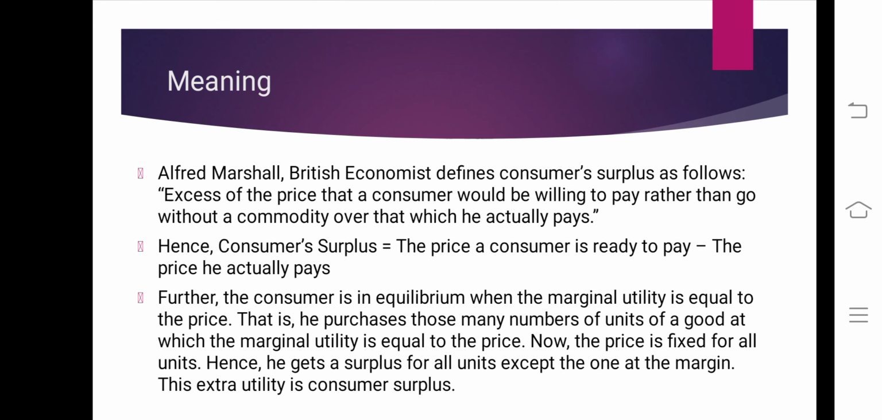That is, he purchases those numbers of units of a good at which the marginal utility is equal to the price. Now the price is fixed for all the units, hence he gets surplus for all the units except the one at the margin. This extra utility is nothing but the consumer surplus.